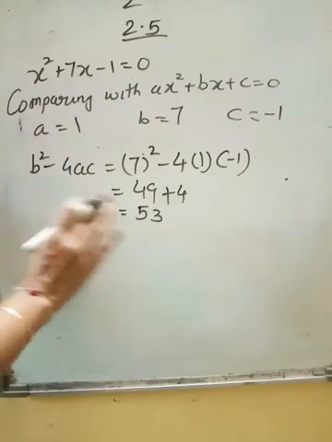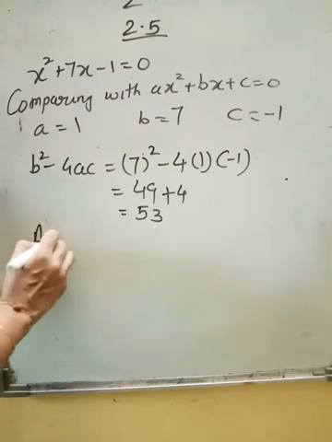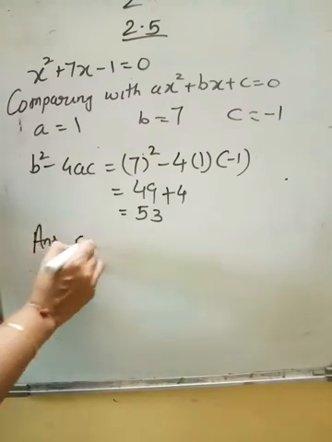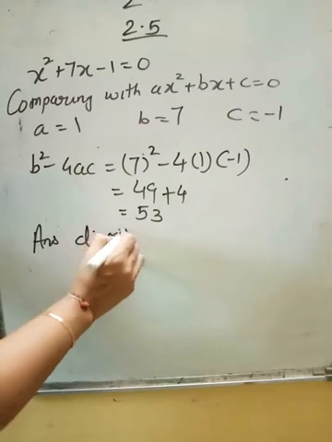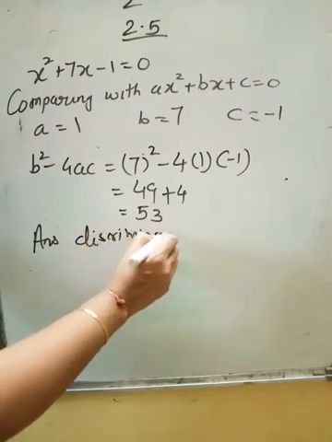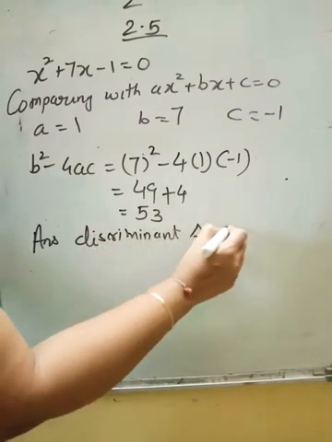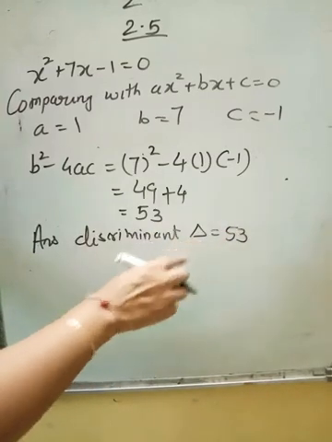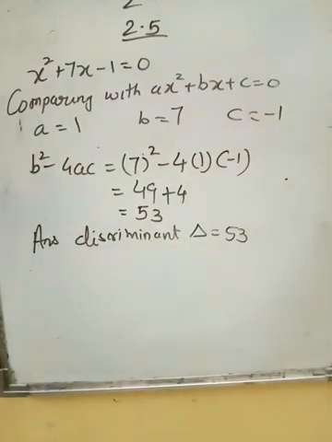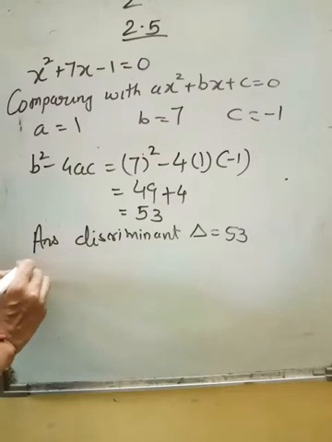Find the value of discriminant. So what are you going to write down? Answer. Discriminant delta equal to 53. I purposely use the sign delta so you will understand that delta is nothing but the discriminant. Got it? Chalo. Let us go for the second sum.